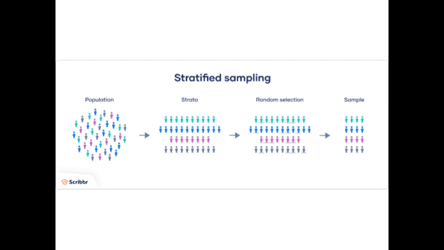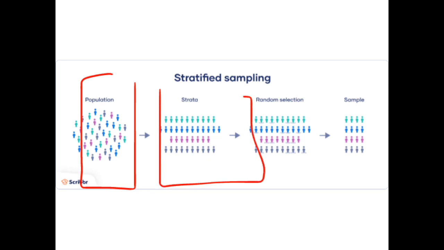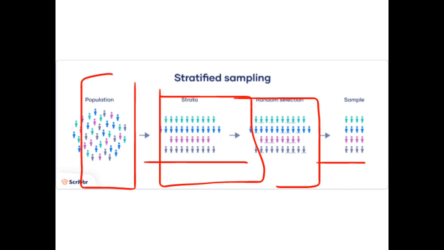See this illustration. This is a population under study, where the population has been divided into groups based on their homogeneous characteristics. The homogeneous characteristic here is color. As you can see, individuals have been divided based on their color. Then random selection is done using either simple random sampling or systematic sampling to get the sample. That is what we call stratified sampling.